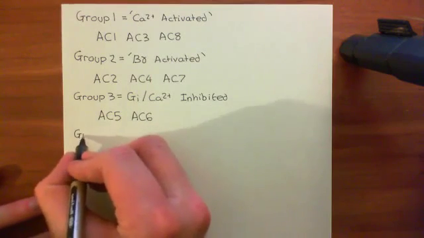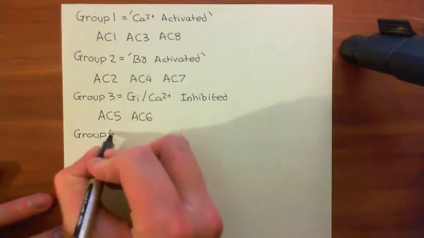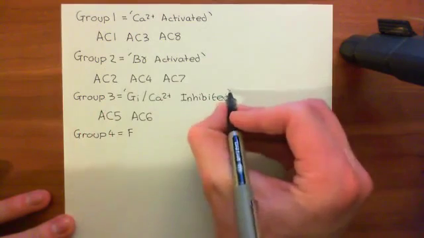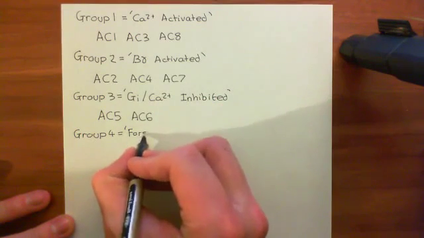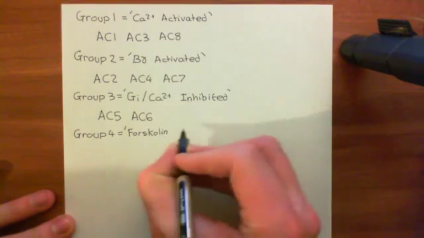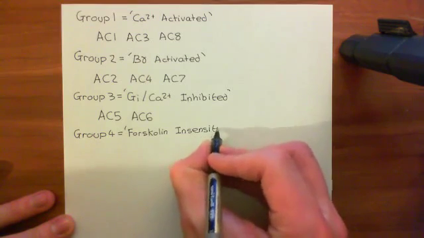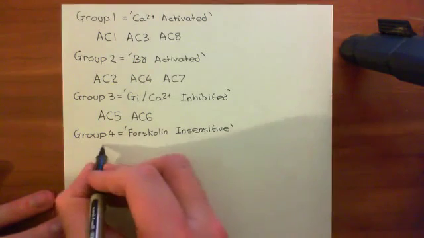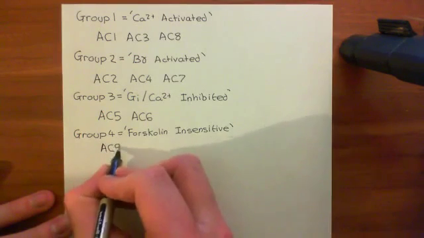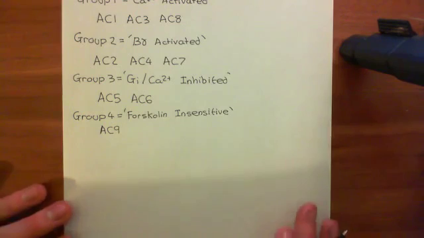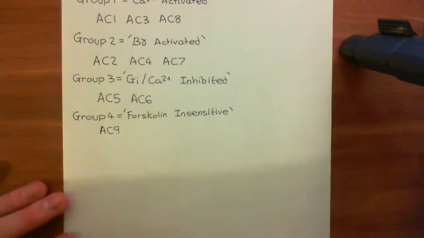Then next up we've got group 4 adenylyl cyclases, and there's only one that can possibly be in this. Its colloquial name is the forskolin insensitive adenylyl cyclases. Most adenylyl cyclases will be activated by the drug forskolin, which turns the inactive adenylyl cyclase into the active adenylyl cyclase. But adenylyl cyclase 9 is forskolin insensitive, so it will not be activated by exposure to this drug forskolin. So that's the classification of the 9 forms of adenylyl cyclases.